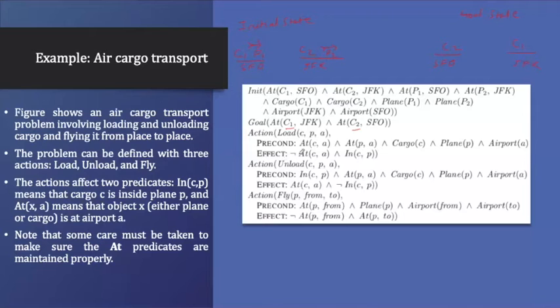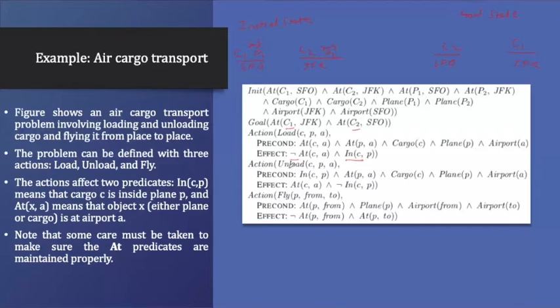What is the effect? Means after performing the action, what will be? Cargo is not in the airport because cargo is in the plane. That's why the cargo is not in the airport. So not is used here. So after loading, the cargo is in the airplane, not in the airport. So it is in the plane, not in the airport.